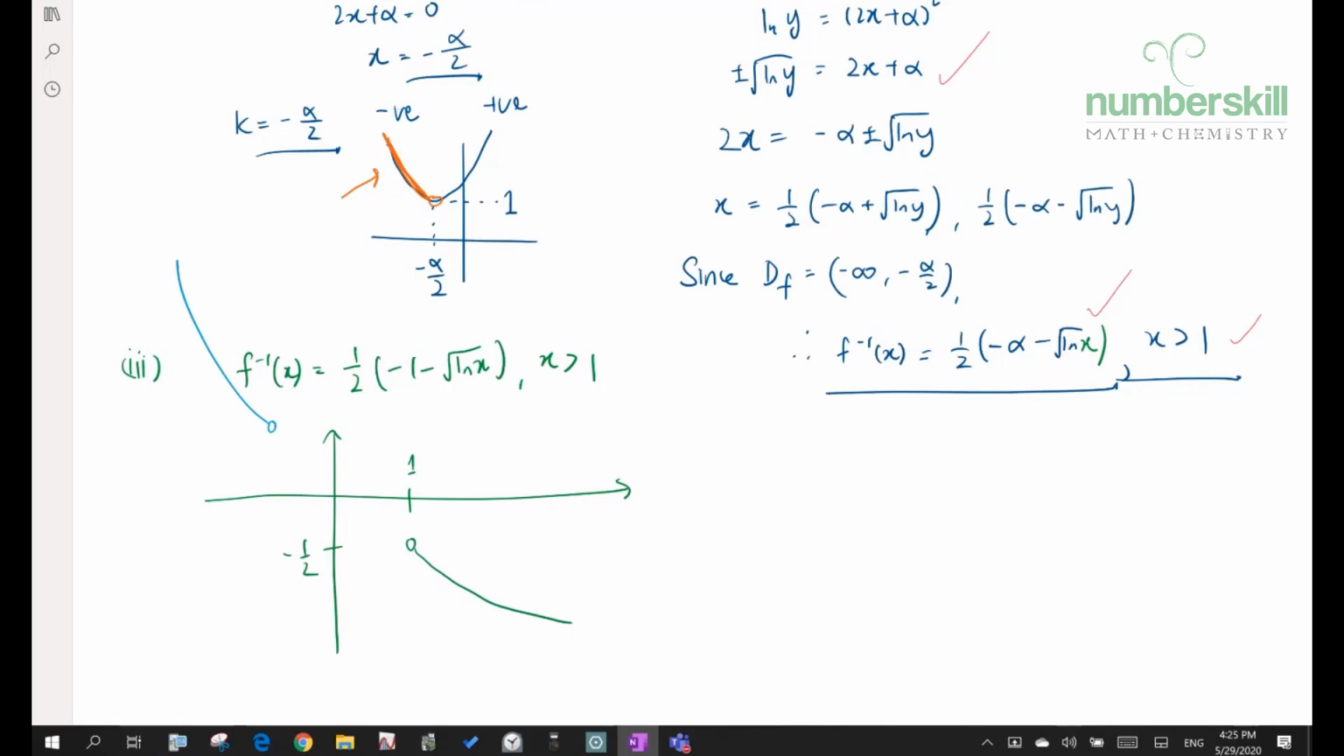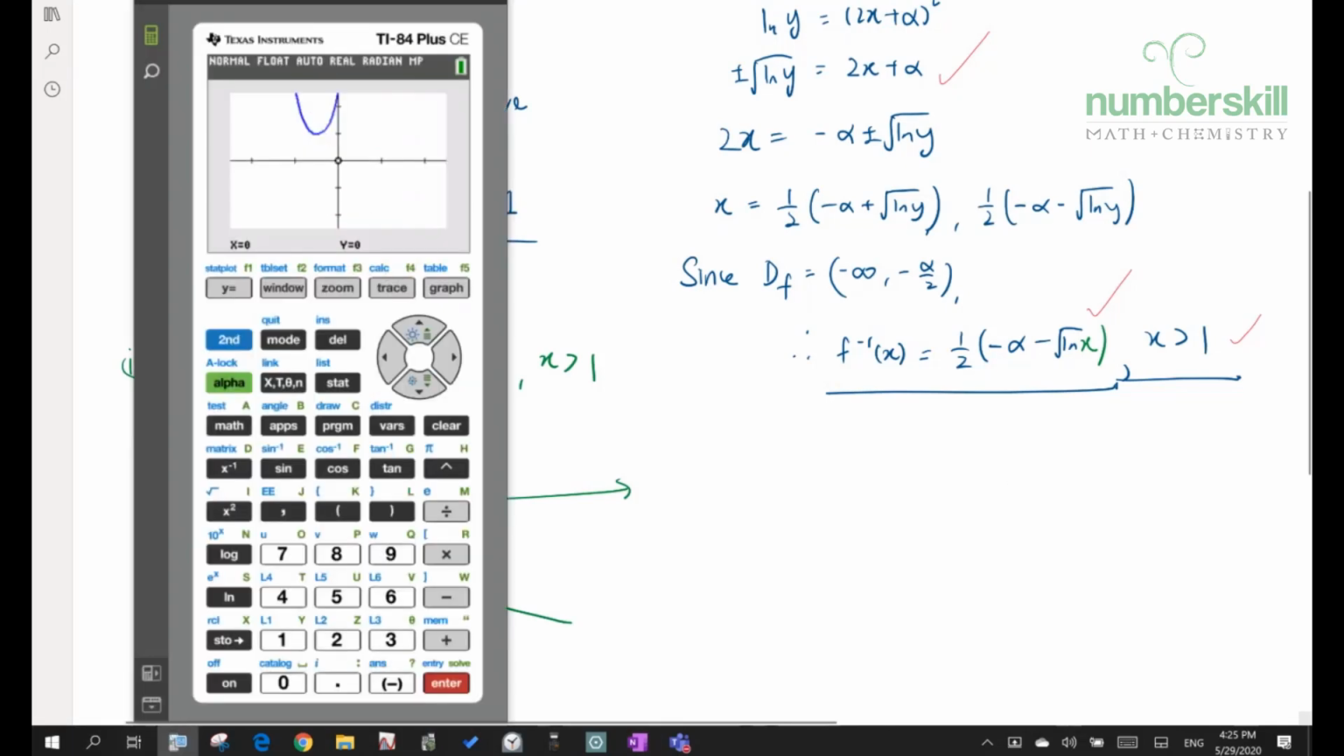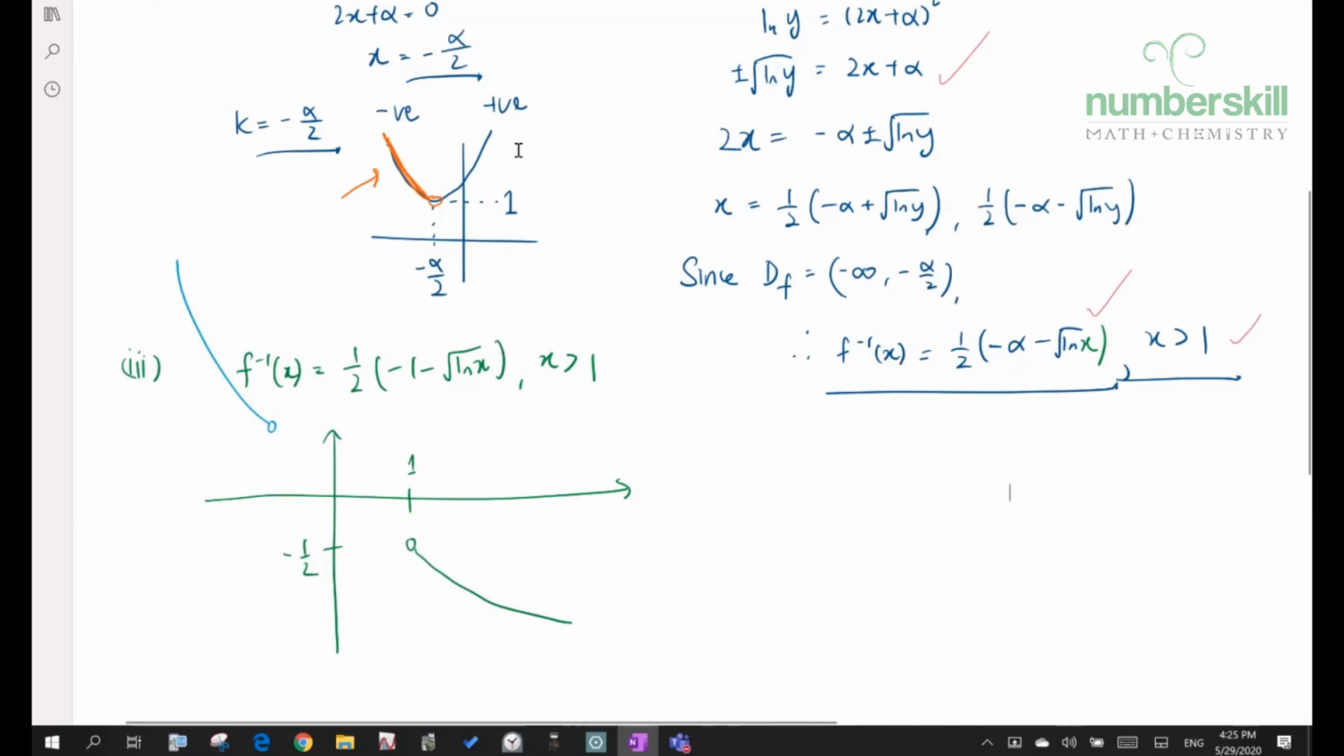So I assumed alpha to be 1 just now when I used my GC, right? Agree? Okay, so now alpha is 1. So the green part is supposed to be a reflection along the line y equals x of the blue one. Are we all good? And of course, the points that we had earlier on are actually useful, because you see the point used to be at (-1/2, 1), and when you do the reflection, it becomes (1, -1/2).